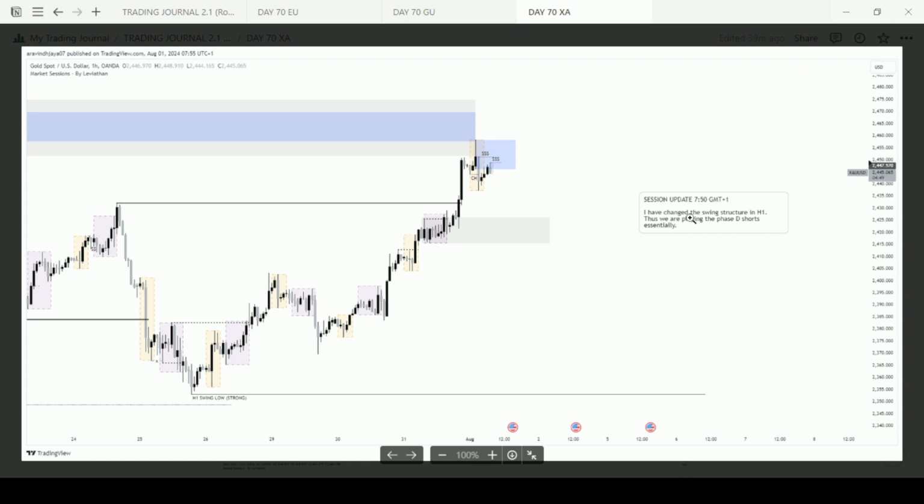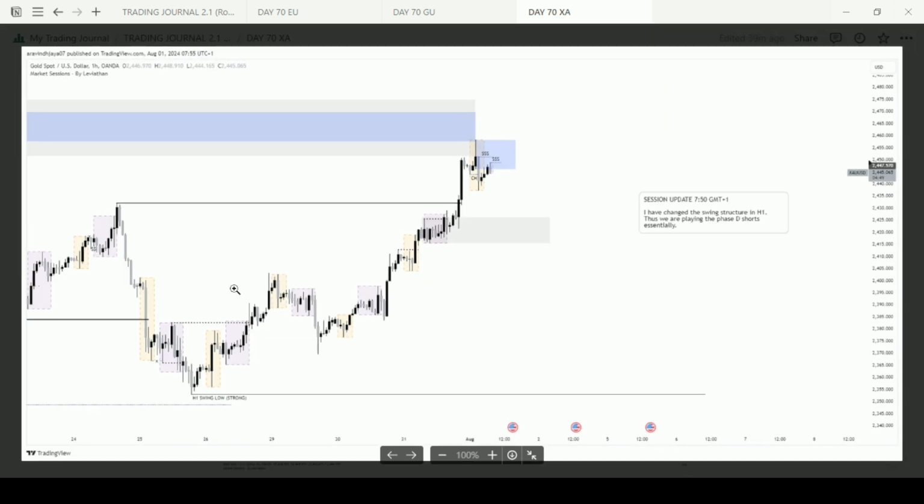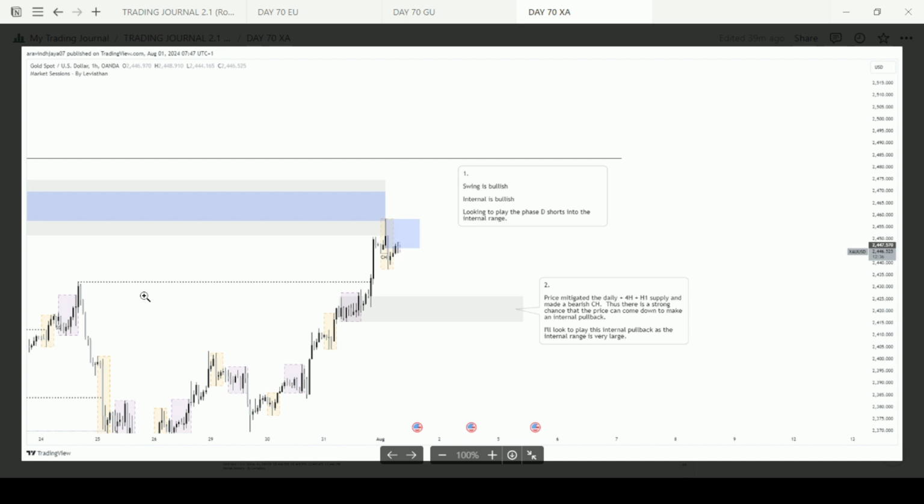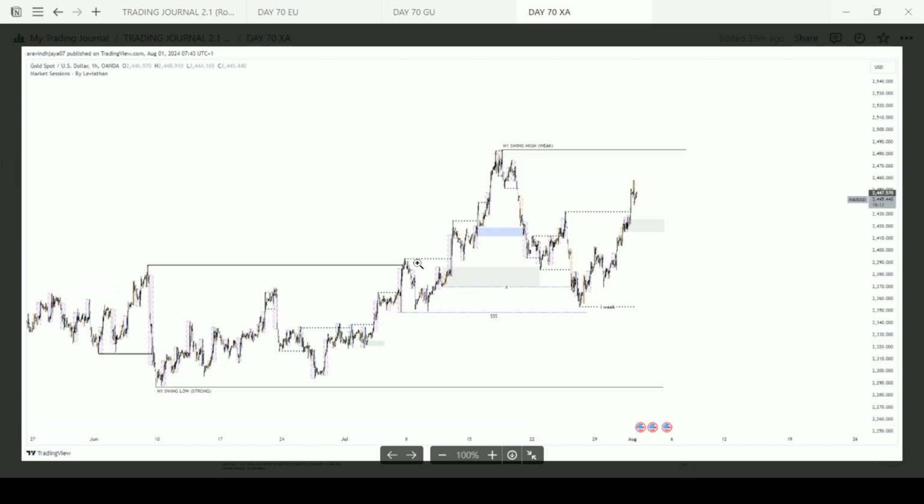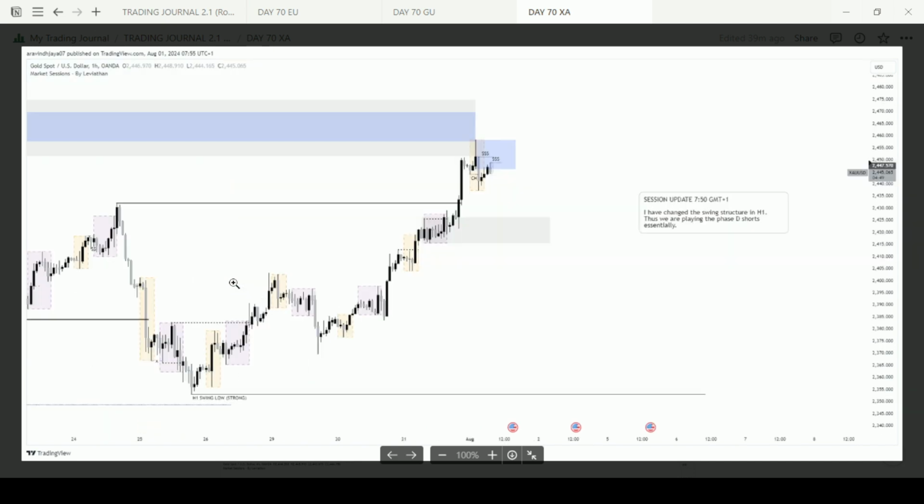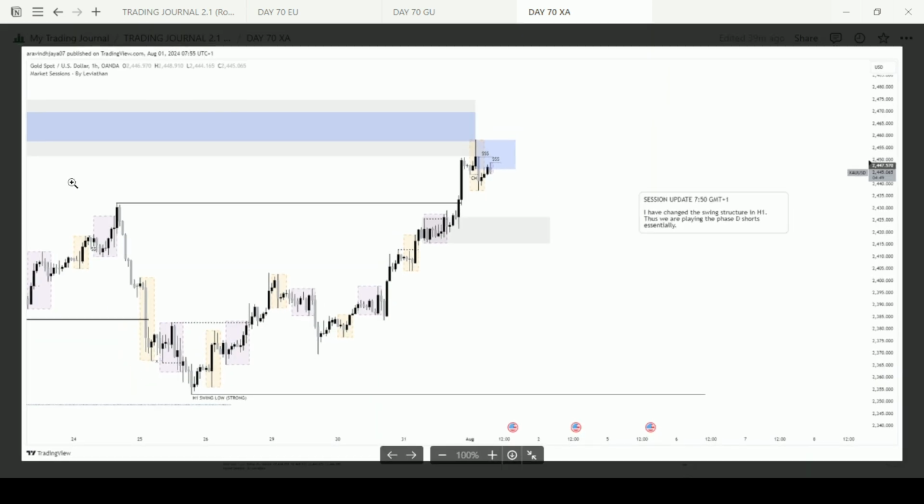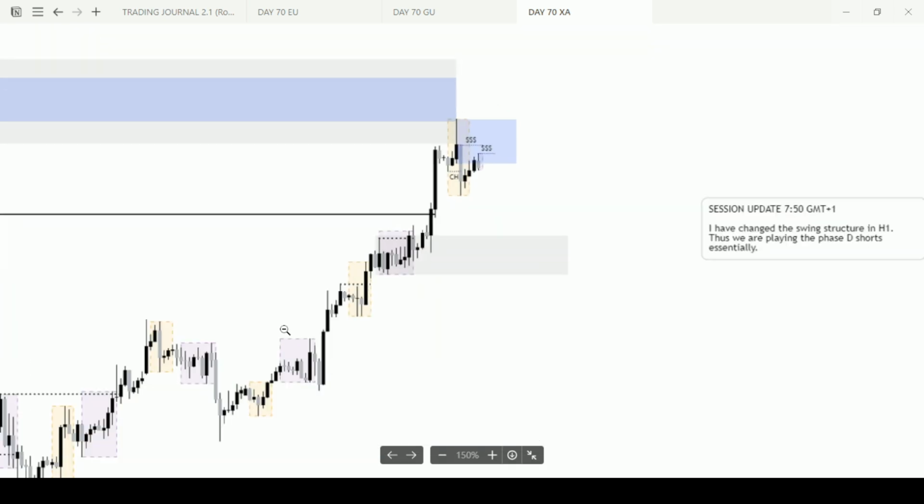Okay, actually I changed the swing structure. I have changed the swing structure in H1, thus we are playing the PSC shorts essentially. So I told you, I'm going to make this my swing BOS, and I'm going to make these my swing structures. I did exactly that. This will become my bullish swing BOS, and this would become the high time frame POI. Within this, we are having the H1 POI, and these are my internal structures. So this will be my internal low. This would be my weak internal high, strong internal low.